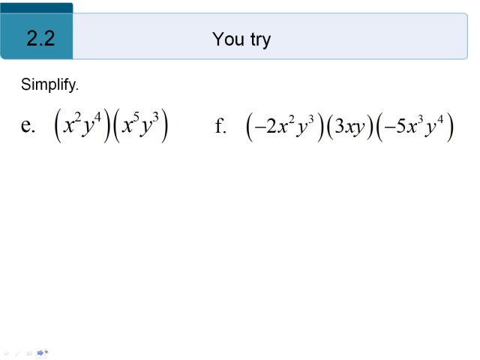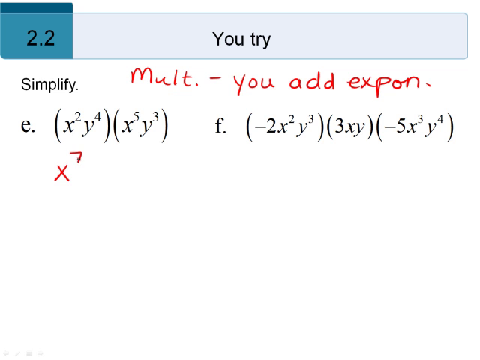Now, on E and F, we're looking at multiplying. So the rule that you want to remember for exponents here is if the operation is multiplication, you're going to add your exponents. Okay? So you're going to add the exponents. All right, so on letter E, we have x squared and x to the 5th. You add those, that's going to give you x to the 7th. And on the y's, 4 plus 3 would be y to the 7th. So there's the answer for E.